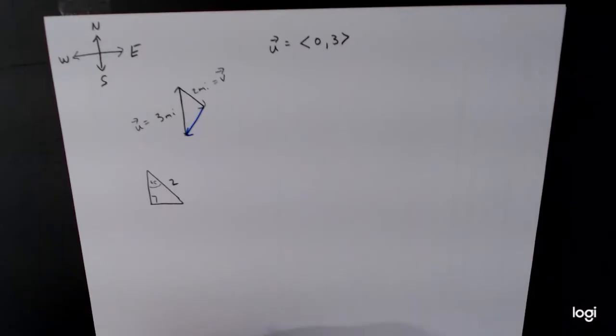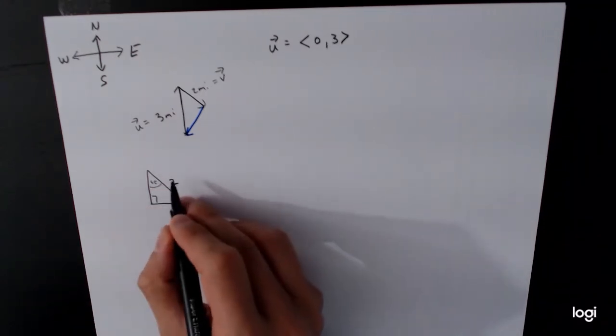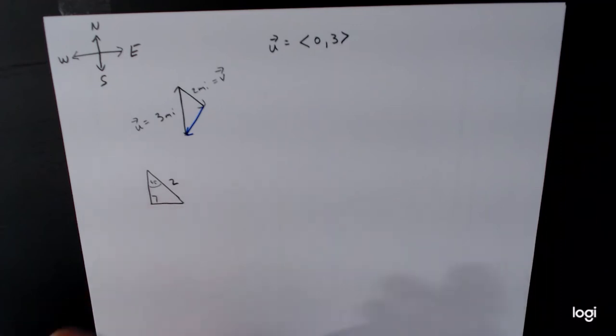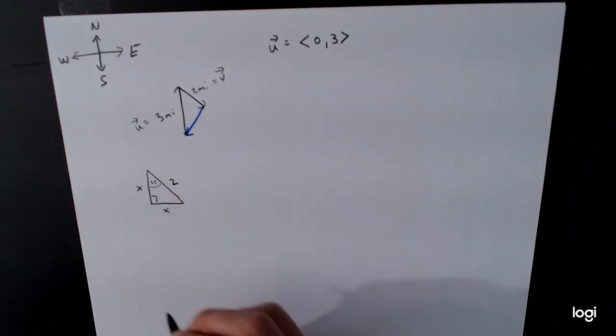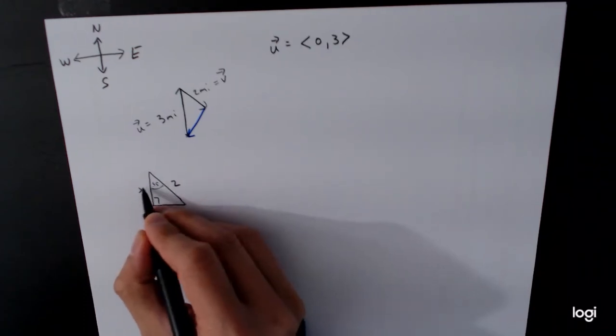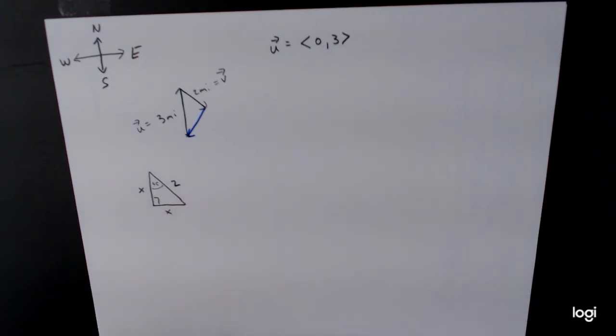If we remember the special triangles, we had a 45, 45, 90 triangle. There were certain relationships between the hypotenuse and the sides. It really doesn't matter what you do. Here, what I'm going to do is label both sides x, because it's a 45, 45, 90, so these two are the same, and just apply the Pythagorean theorem.